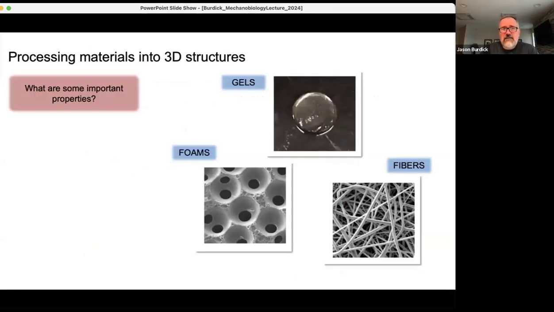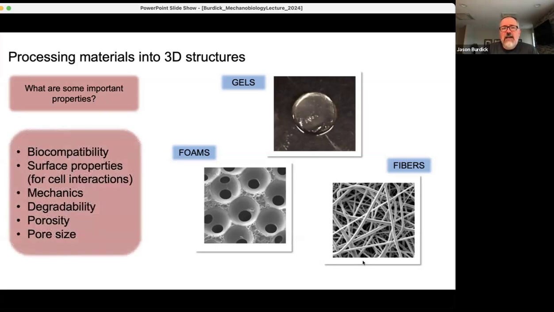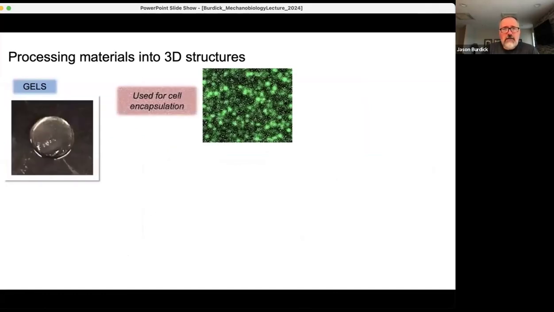And then 3D, again, important things would be things like porosity, that again, I mentioned earlier. So a nanoscale porosity versus larger scale for foams and fibers. And that might change, again, how a cell interacts with it, how a cell can move through it. But all of these features that I won't go into too much detail again, but surface properties, mechanics, degradation, porosity, and pore size change based on how you process these in 3D.